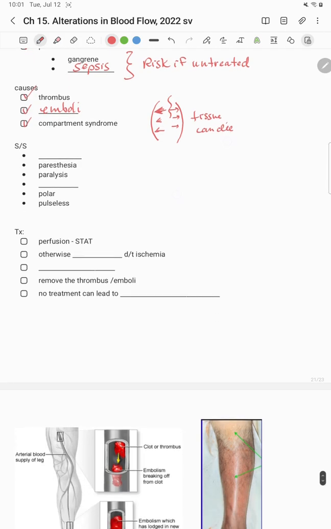Okay, signs and symptoms would be pallor, which is pale, paresthesia, paralysis, pain, polar, and pulselessness. Okay, these are the classic 6 P's that come with the acute arterial occlusion.